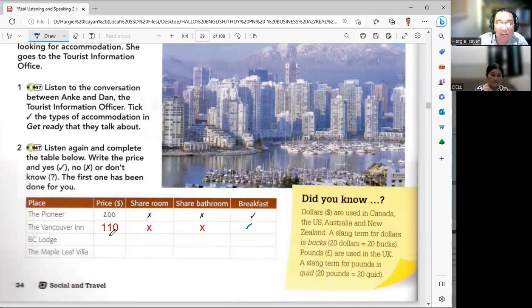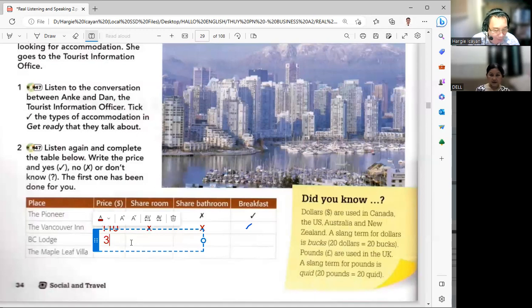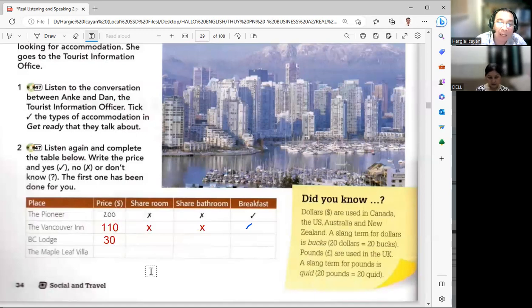But according to her, she couldn't afford that price. And then there's another one he suggested, a lodge or a hostel. And then it was how much? 30. Yes, so it's going to be $30, or 30 bucks. But in this particular hostel, there will be a shared room, a shared bathroom, and breakfast is also included. Now, according to her, she's not keen on sharing a room. So that's why she can pay a little bit higher than 30 bucks.